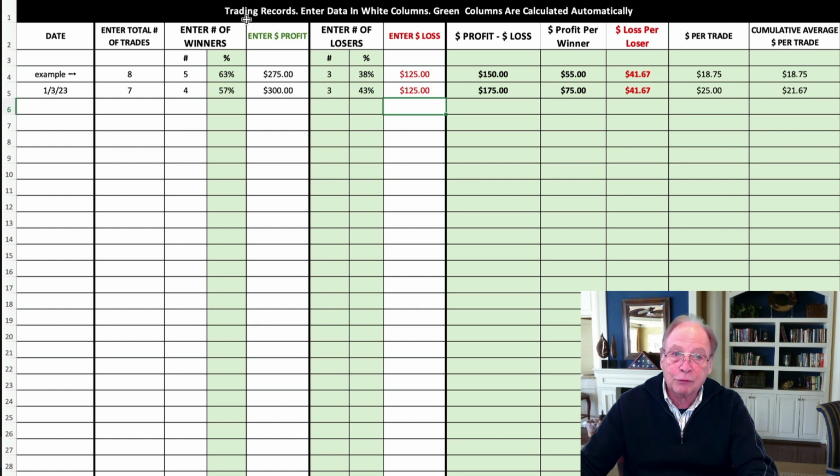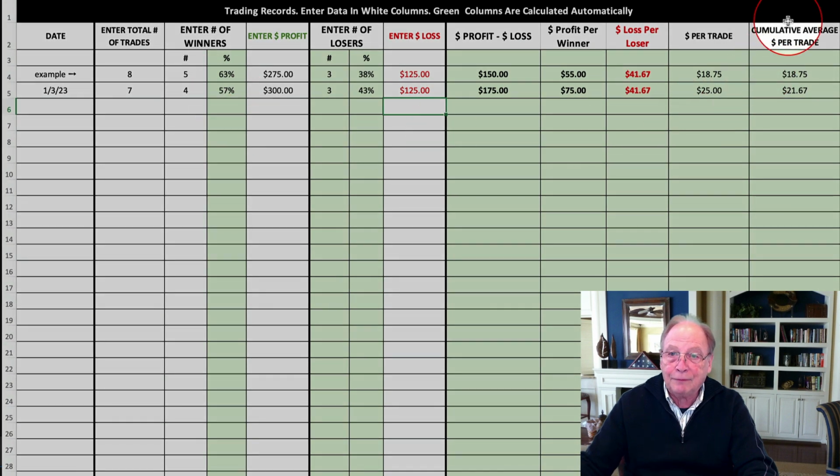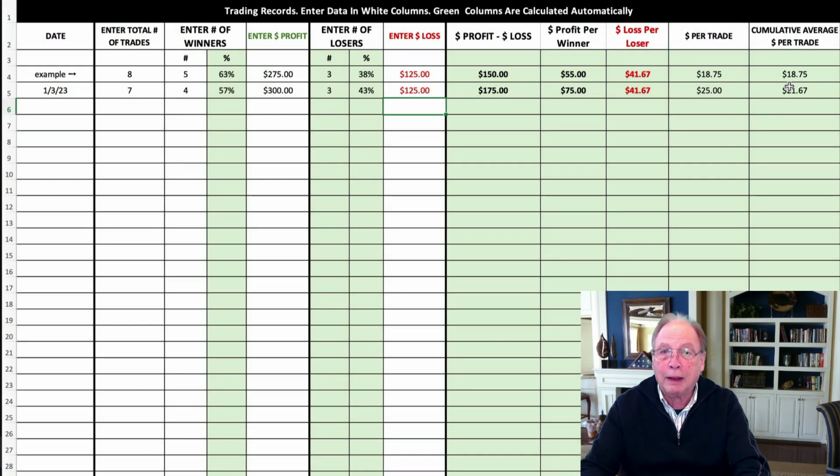And again, the most important critical metrics are the percentage of winning trades and the cumulative average per trade. When I say cumulative, I mean over time. Anyone can make money one day, 2 days, but over time is the key. I created this spreadsheet and it's automated, and all you need to do is enter in the white columns the total number of trades for the day, the number of winners, the total profit, you enter the loss, and everything else is calculated automatically.